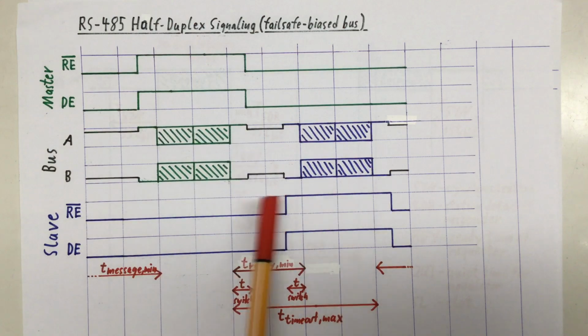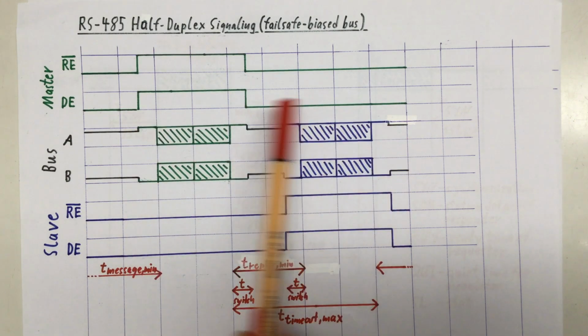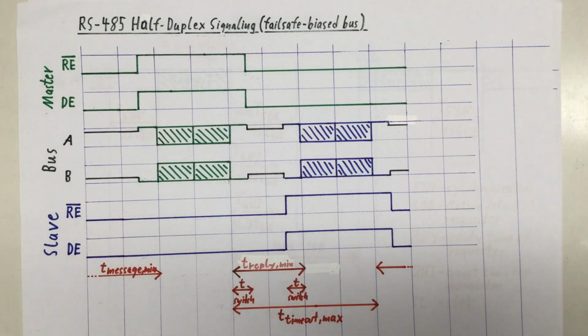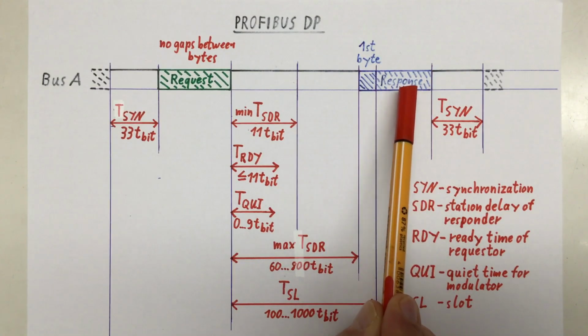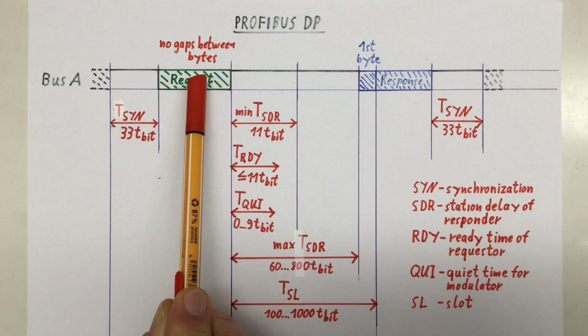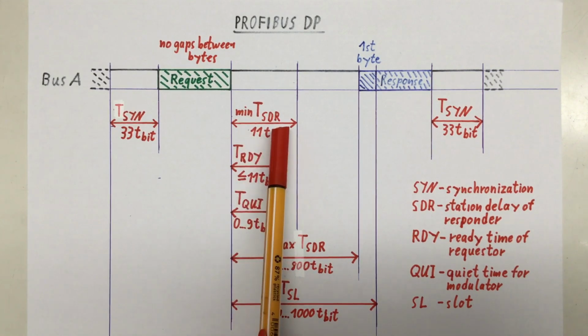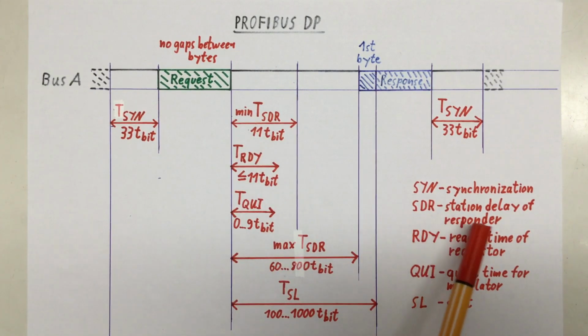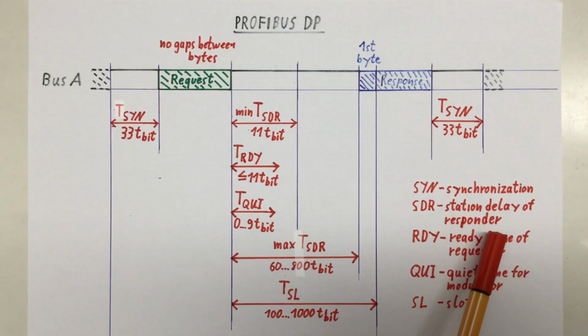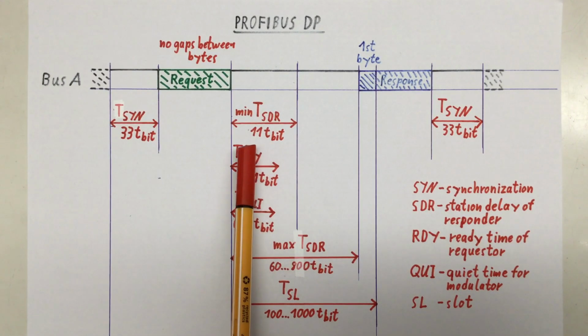In the protocol we developed in the second The Details video, already carded, link in the description, we called that time T message min, so the minimum time between a transaction. Before a slave answers to the request of a master, it has to wait at least min T SDR. SDR stands for station delay of responder. And that timing is 11 T-bit.